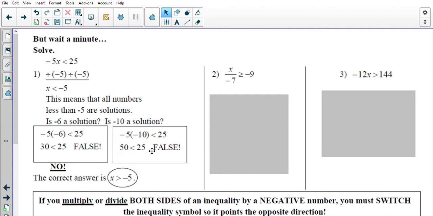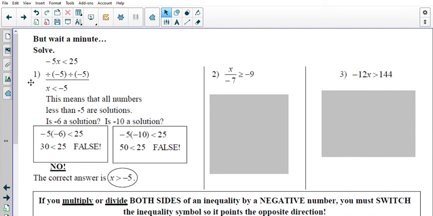But if I flip my inequality symbol around, and only my inequality symbol around, I get x is greater than negative 5. Do numbers greater than negative 5 make this true? Numbers like 0 or 1 or 2. If I do negative 5 times 0, I get 0. Is that less than 25? It sure is. What about 1? Negative 5 times 1 is negative 5. Is that less than 25?